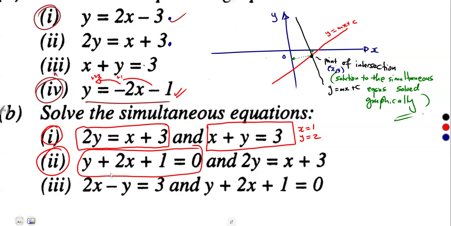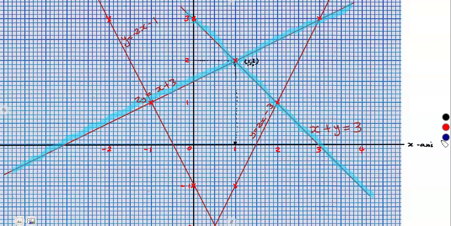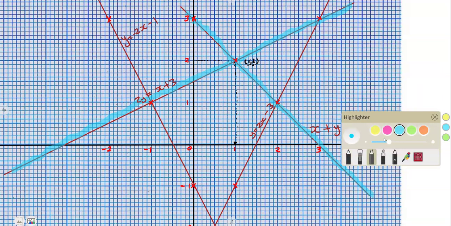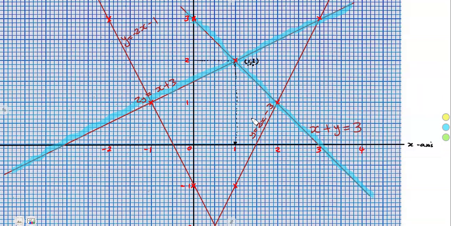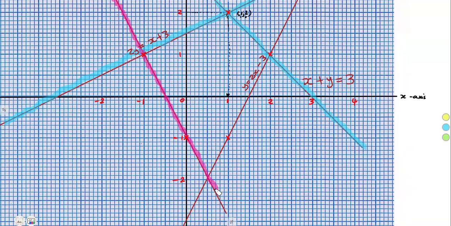If you check here, if you take this to the other side, it's going to be minus 2x. Take this to the other side, it's going to be minus 1. So we have that line, the line of y is equal to minus 2x minus 1. This one. We have this line.